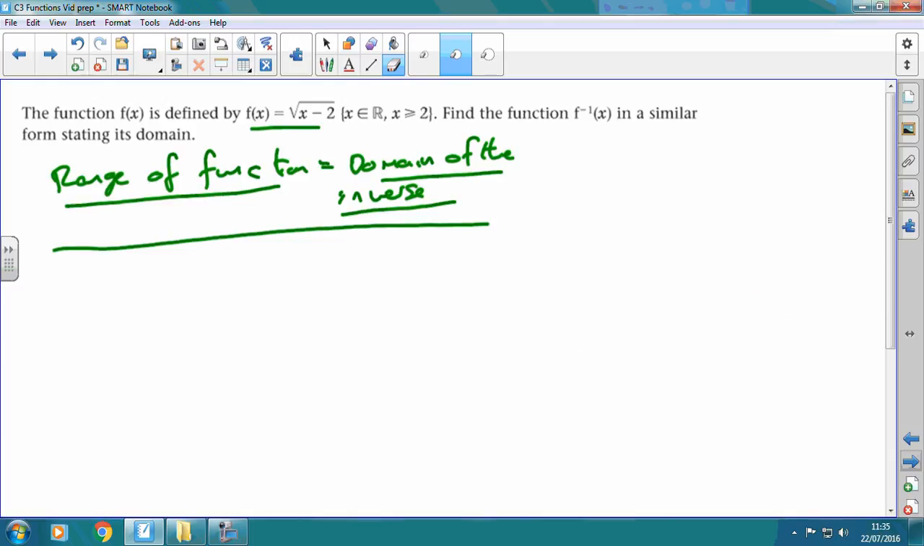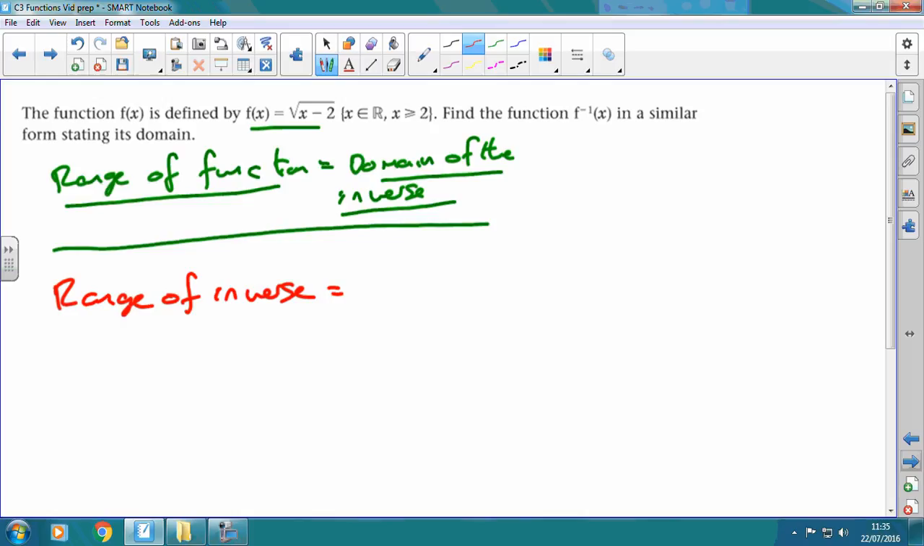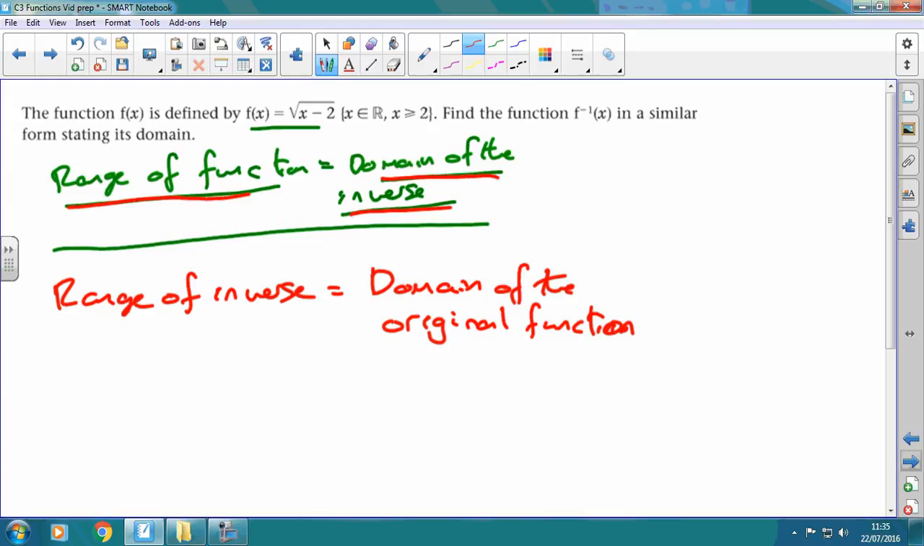So it says write down the range of the inverse function, and the range of the inverse function is the domain of the original function. So the range of the inverse equals the domain of the original function. Let's take a second just to have a look at the difference there. So the range of the function equals the domain of the inverse function, and the range of the inverse function equals the domain of the original function.